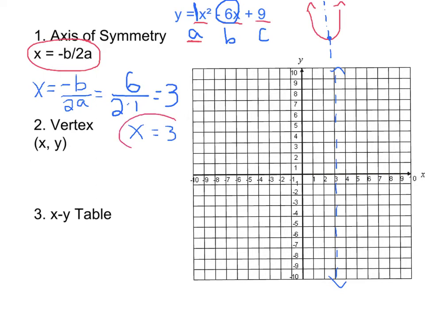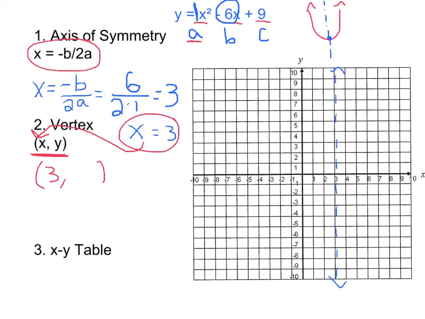So in this case, x equals 3, and my vertex is always a point that has an x value and a y value. Well, because we know our vertex is on our axis of symmetry, whatever you get for your axis of symmetry is the x value of your vertex. We just now have to find y. Well, all you have to do is plug x back into your original equation. So my original equation, x squared minus 6x plus 9, I'm just going to plug in 3 for x, so 3 squared minus 6 times 3 plus 9.